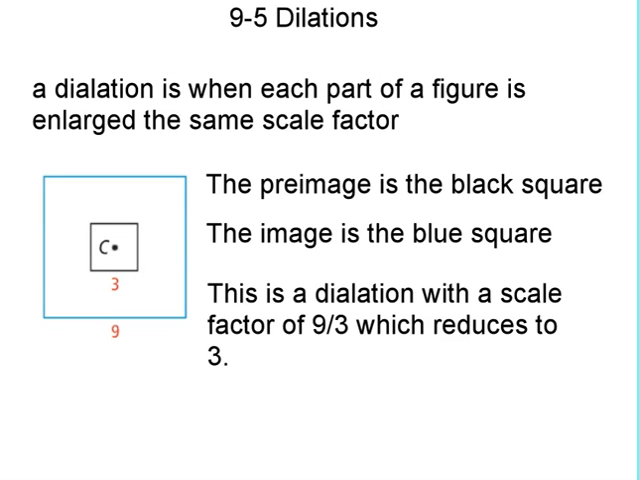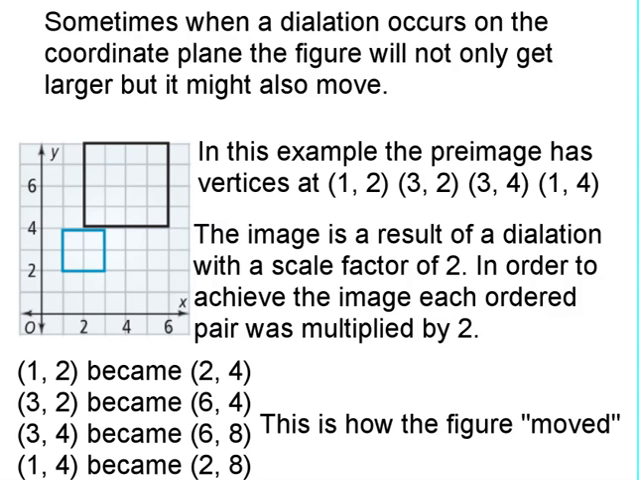Alright, 9.5 is all about dilation. So if you've ever been to the eye doctor, they dilate your pupil. So something's going to get larger. It can also get smaller. It's going to have the same scale factor. That's the key thing. We've been talking a lot about scale factor. All the sides need to increase by the same amount.